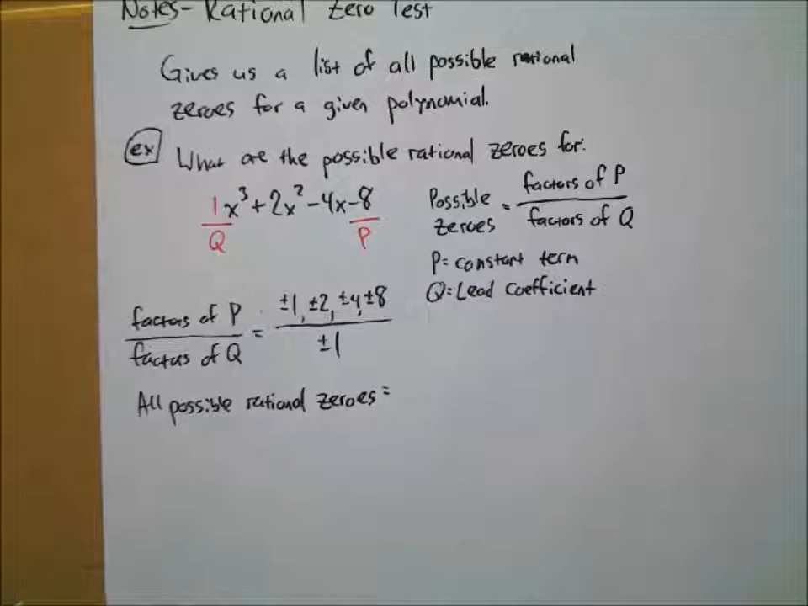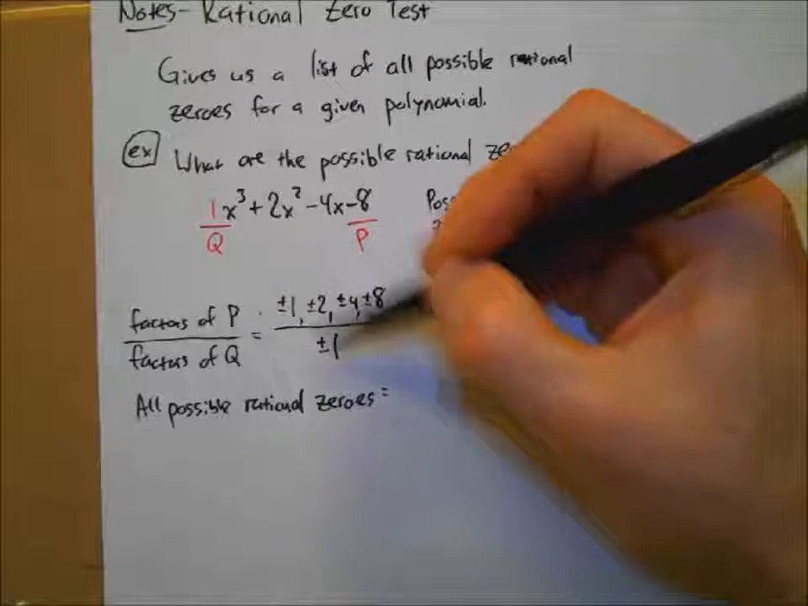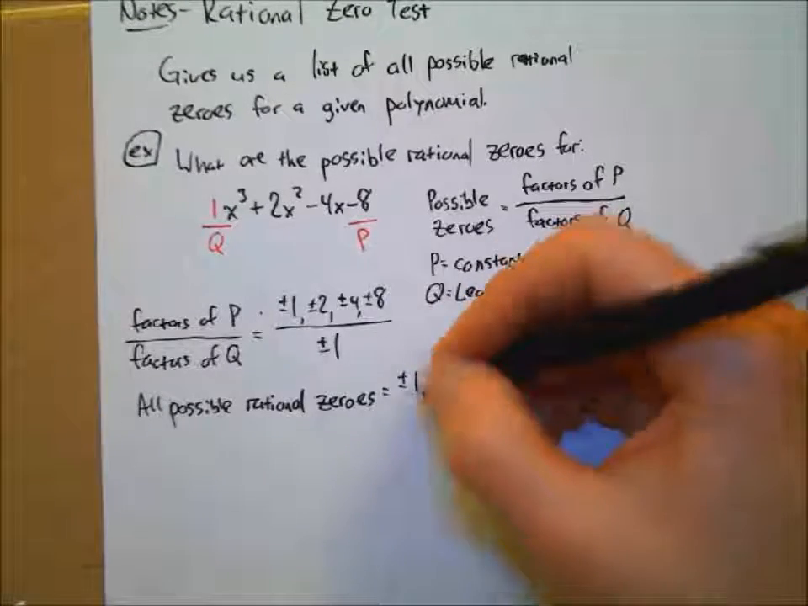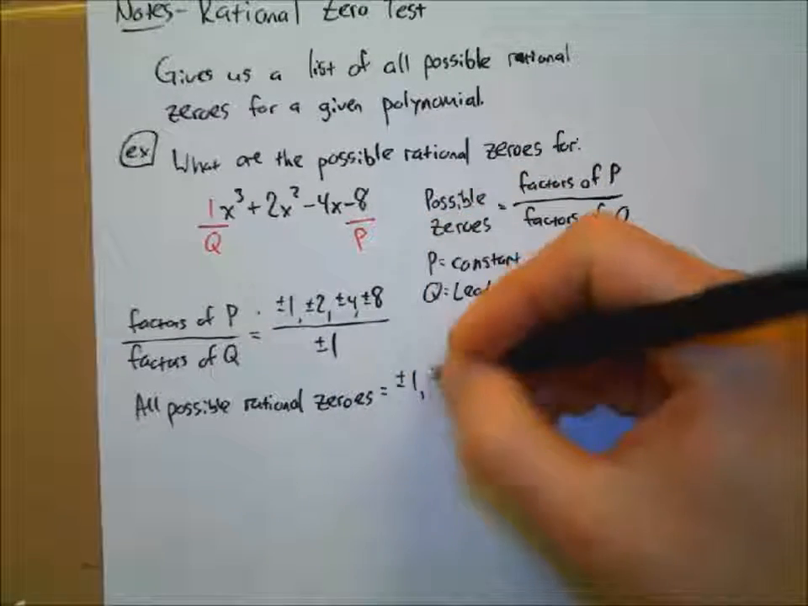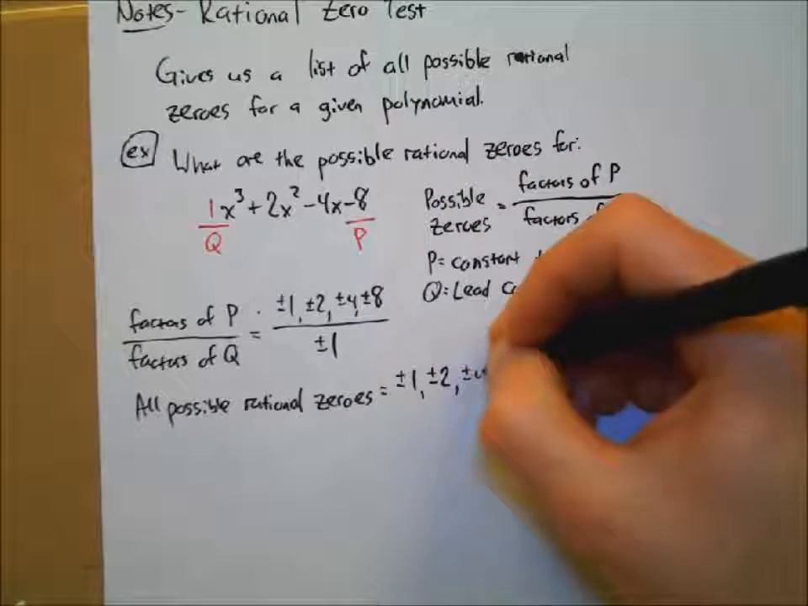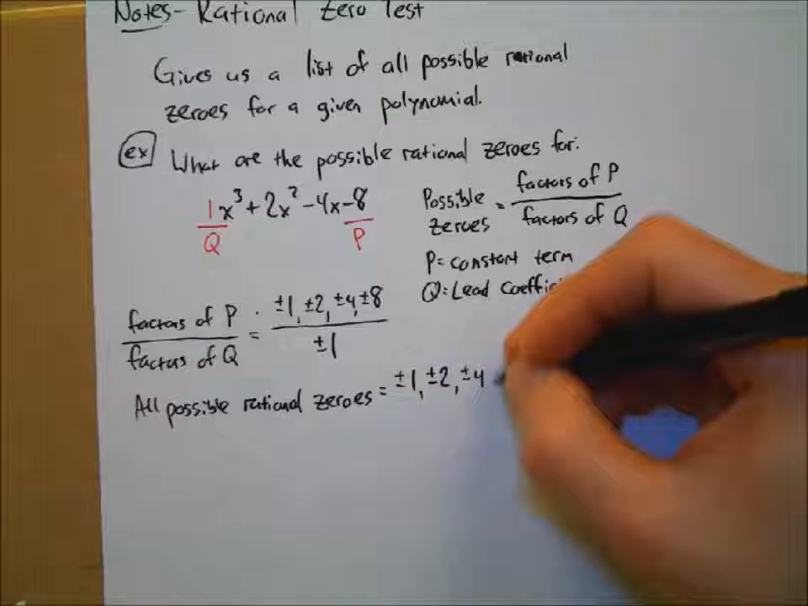Okay, so the first grouping here would be what? 1 over 1, right? So we're going to have plus or minus 1 over 1, which is just 1. Plus or minus 2 over 1, 2. Plus or minus 4 over 1, 4. Plus or minus 8 over 1, 8.